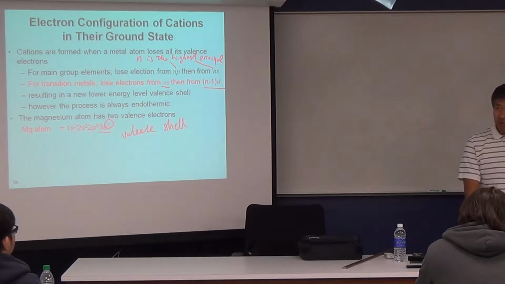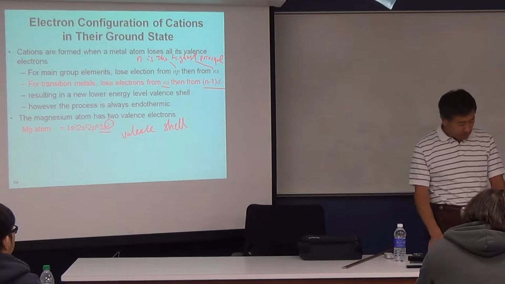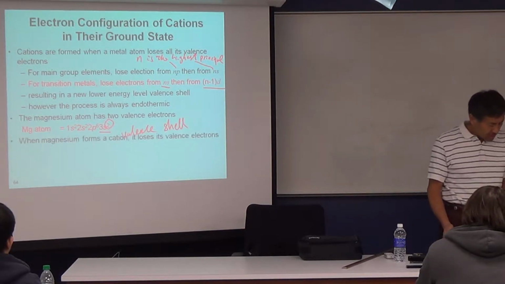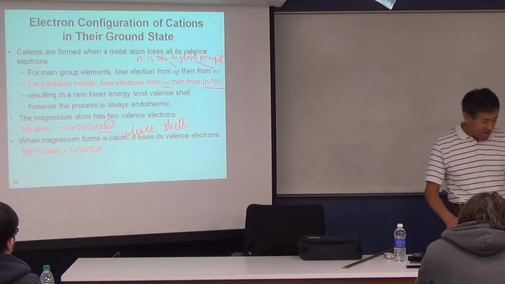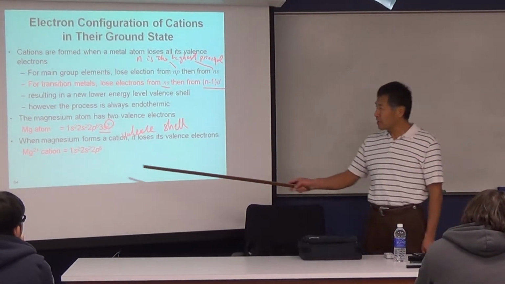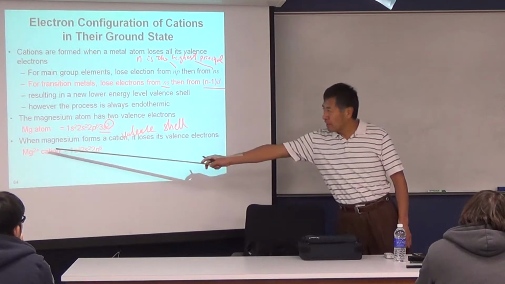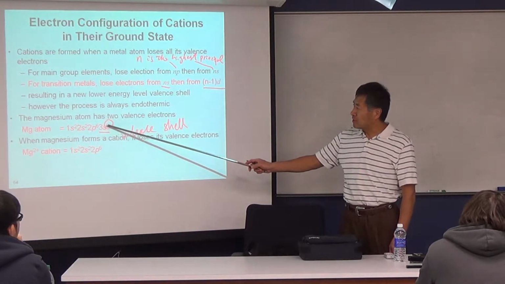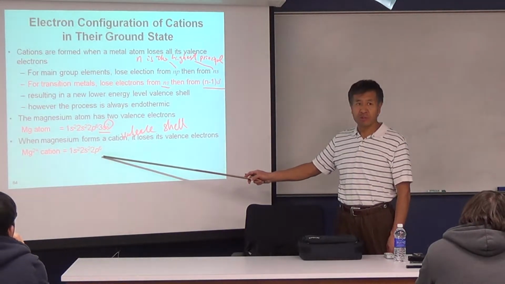You take 1 electron away, you get 1 plus. You take 2 electrons away, you get 2 plus. So you end up with this configuration, and because you take 2 electrons away, you get a 2 plus, and then this exponent becomes 0. If it's 0, you don't have to write 0.